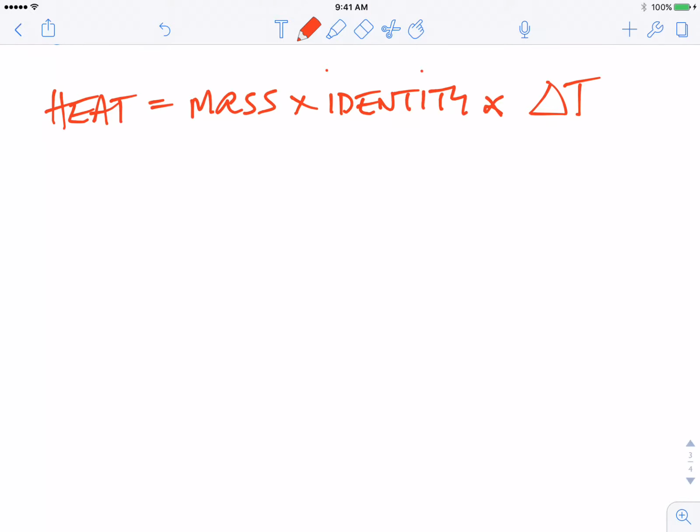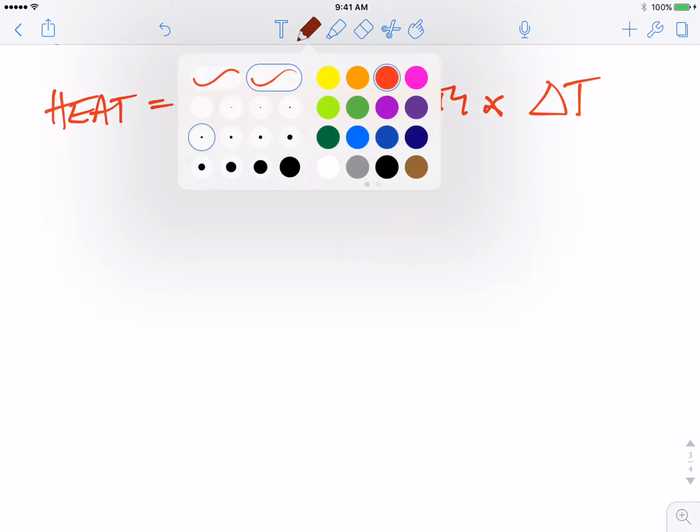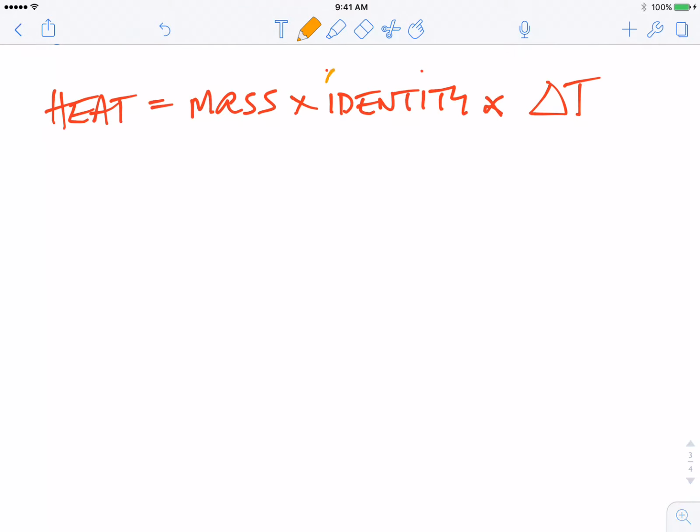Now, this idea about the identity is given a different term in science. We're going to put a little parentheses around it. This term about identity is given a different sort of term, and it's called specific heat. Specific heat tells you how quickly something is going to heat up or cool down, and also can be used to identify what that substance is.